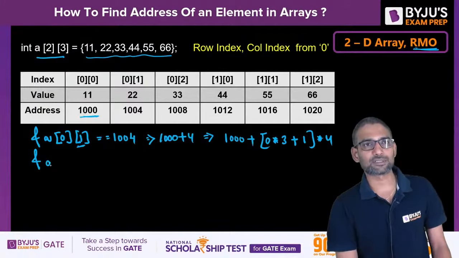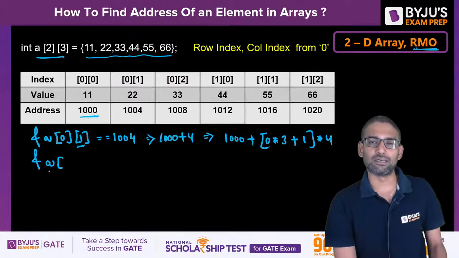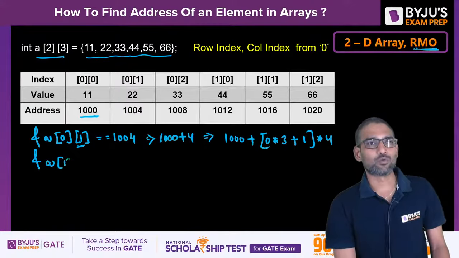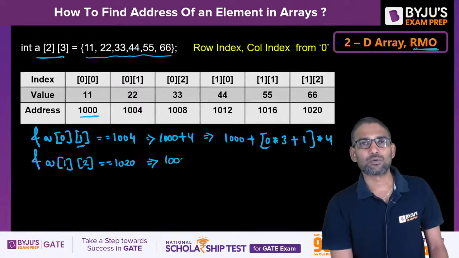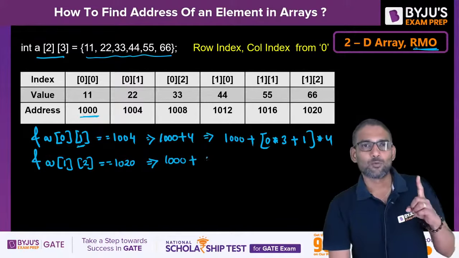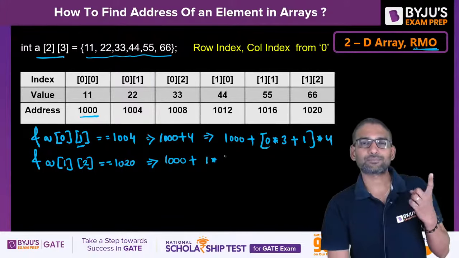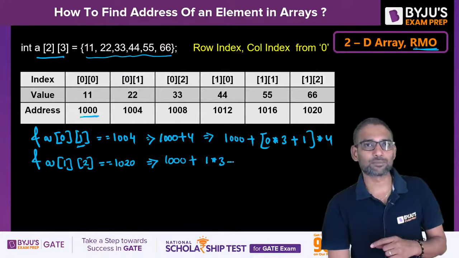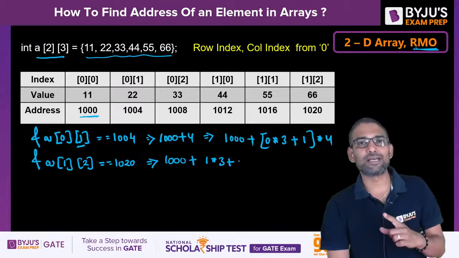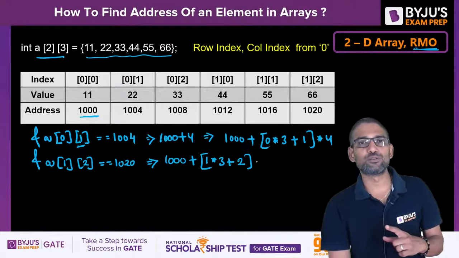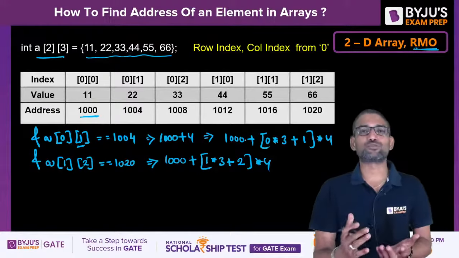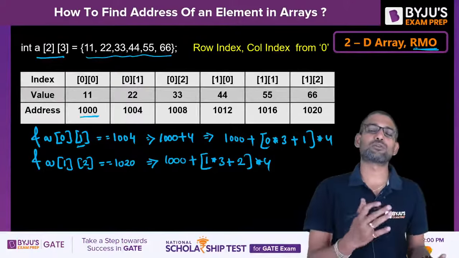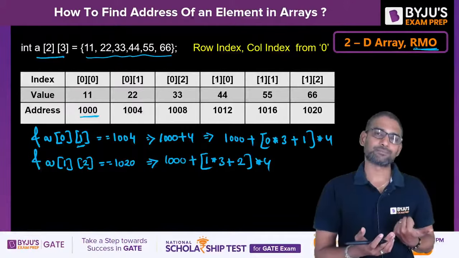If you have some discrepancy, let us take 1, 2. The address of 1, 2 is actually 1020. Can I write this as 1000 plus 1 multiplied by how many columns? 3 columns, plus column index 2, whole into 4. 1 into 3, 3 plus 2, 5. 5 into 4 is 20. 1000 plus 20 is 1020.